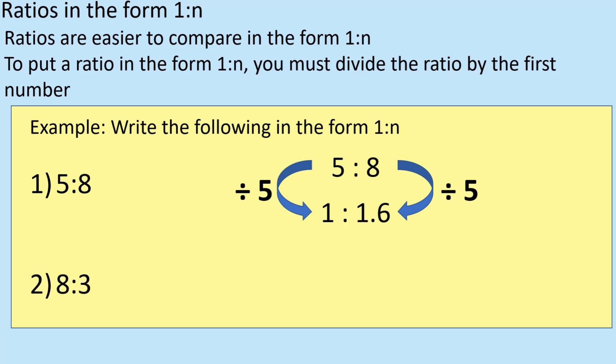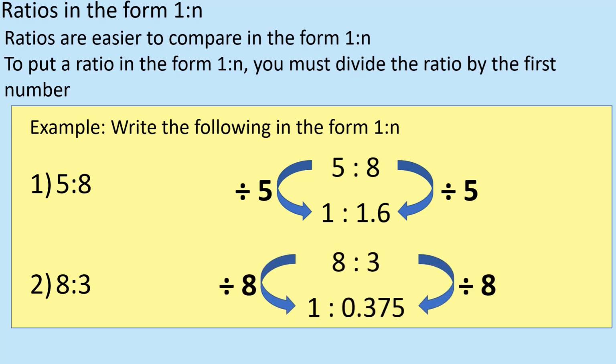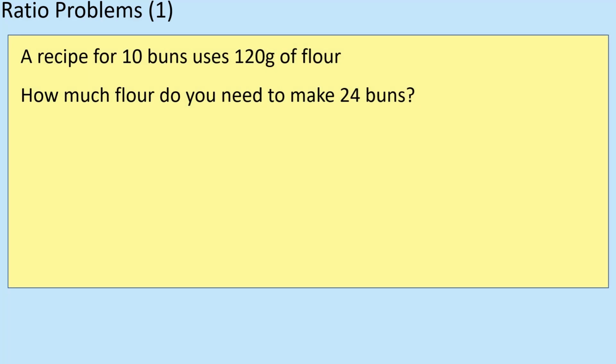What about 8 to 3? Same kind of process. I'm going to divide them both by 8, the first digit. That gives me 1 to 3/8, which is essentially 1 to 0.375 as a decimal. So it depends on what your first digit is as to what you divide by.